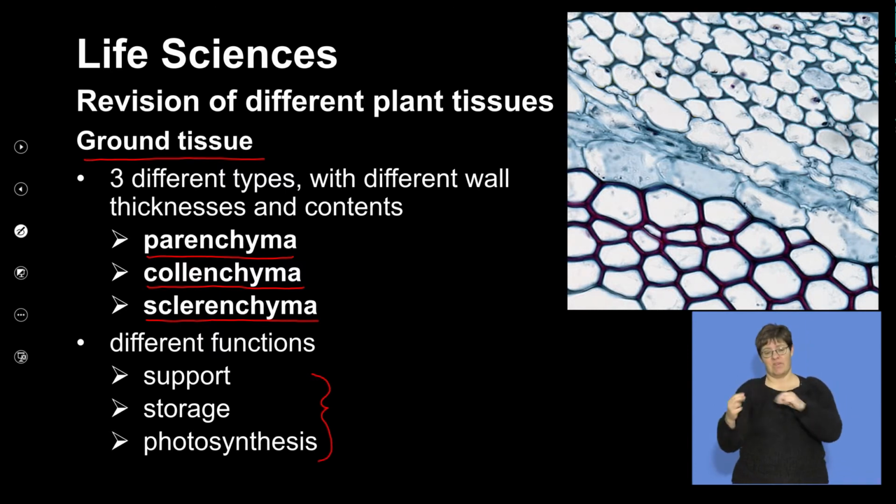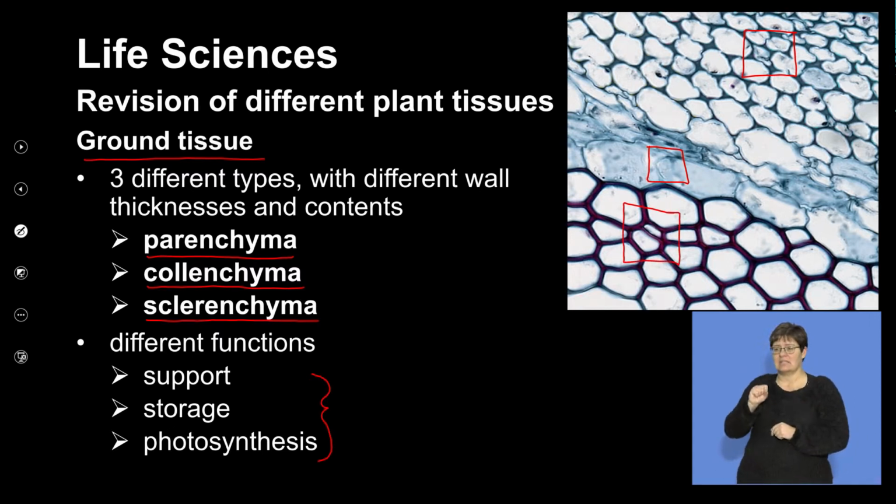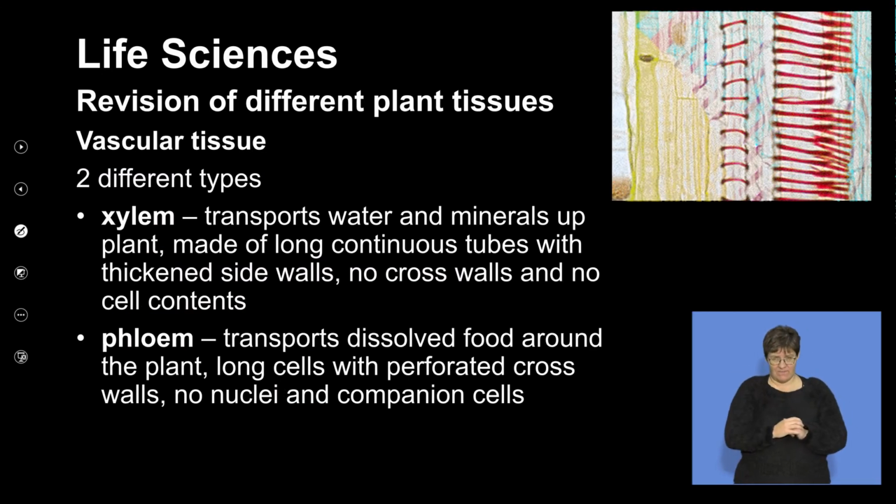You need to be able to identify them, and those cells there are collenchyma cells because they have thickened corners. These cells here are parenchyma cells because they're large and they've got thin walls, whereas these cells here are sclerenchyma cells because you can quite clearly see all of the extremely thick walls.